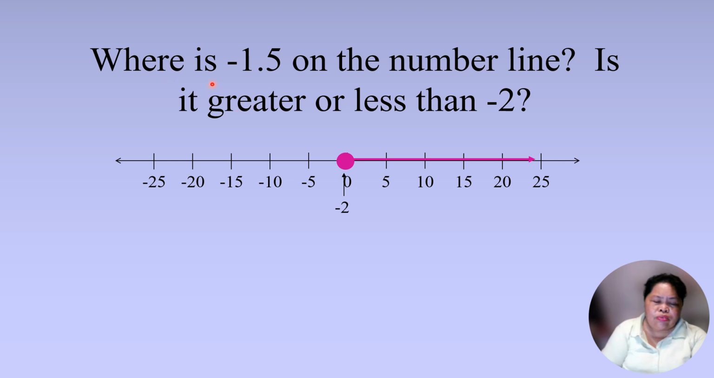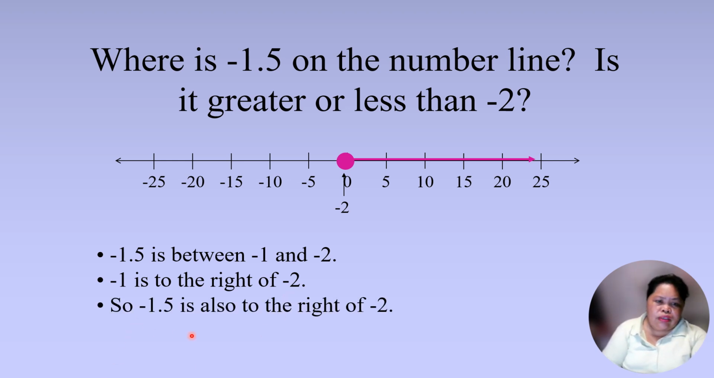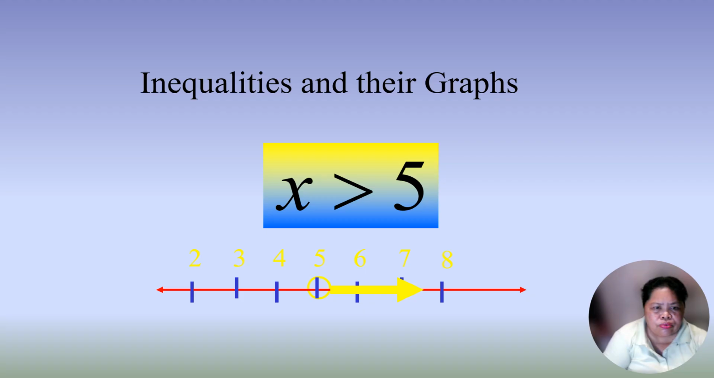Where is -1.5 on the number line? Is it greater or less than -2? -1.5 is between -1 and -2. -1 is to the right of -2. Therefore, -1.5 is also to the right of -2.